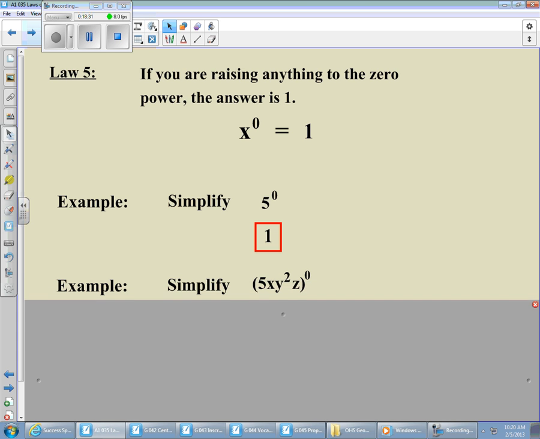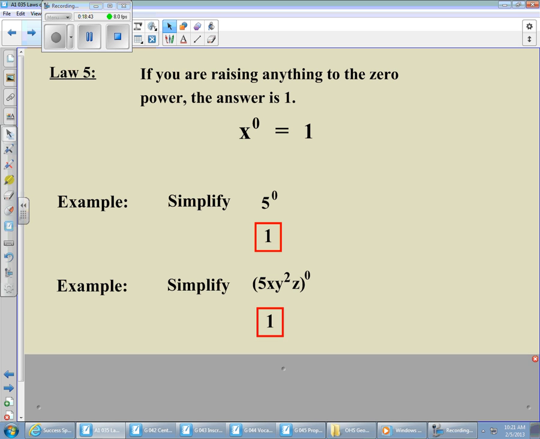And the same goes for anything. Here, I took 5x, y squared, z, took the whole thing, raised it to the 0 power. What's anything to the 0 power? 1. Okay, that's simply the way that it is.